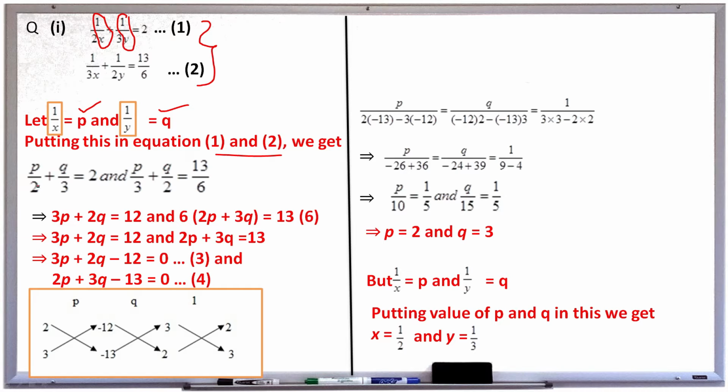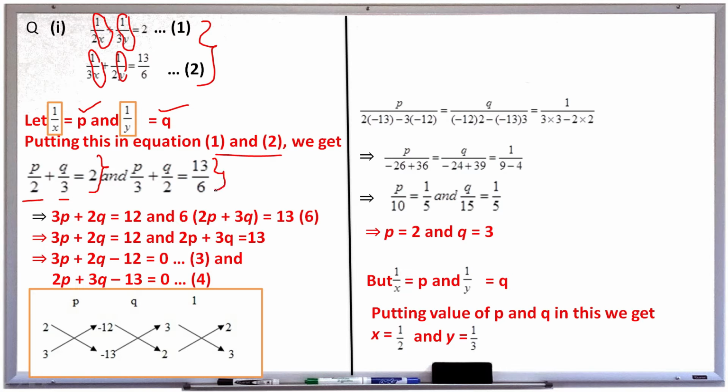Now putting this in equations 1 and 2, we get p by 2 plus q by 3 is equal to 2. That is the first equation. Then the second equation, putting 1 by y is equal to q and 1 by x is equal to p, equation 2 will become p by 3 plus q by 2 is equal to 13 by 6.